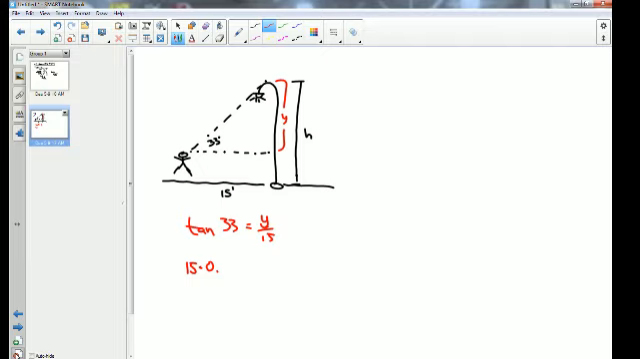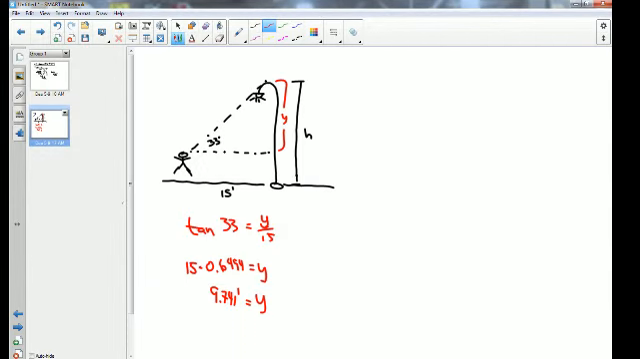0.8. Tangent of 33 is 0.64. 6-4 what? 9. 9 what? 4. Okay, go to 4 decimal places, always. Now multiply by 15. That is equal to 9.7411. That's the height. Is that the height of the lamppost? No, you have to add your height.